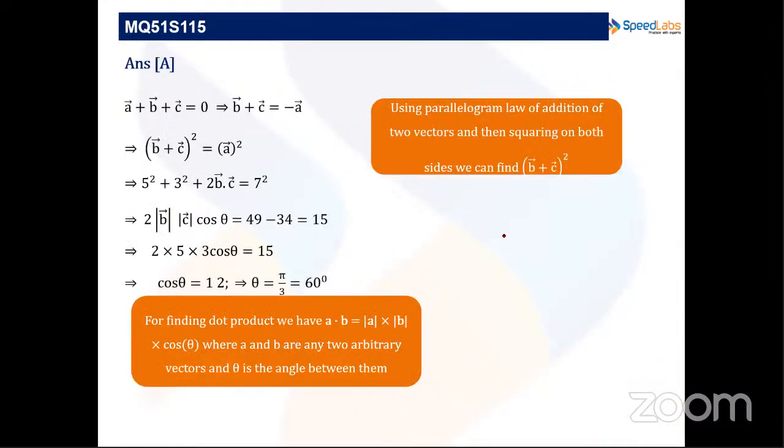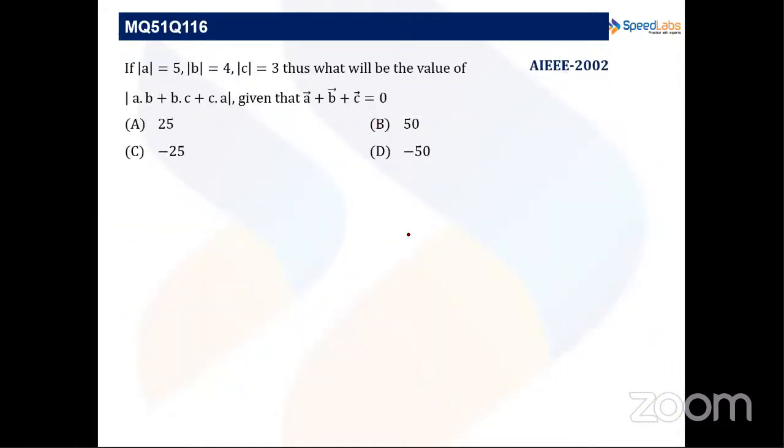Okay. So moving to the next question. In this question, we are given mod A is 5, mod B is 4, mod C is 3. We have to find the value of A dot B plus B dot C plus C dot A. So we are given A plus B plus C equals 0.